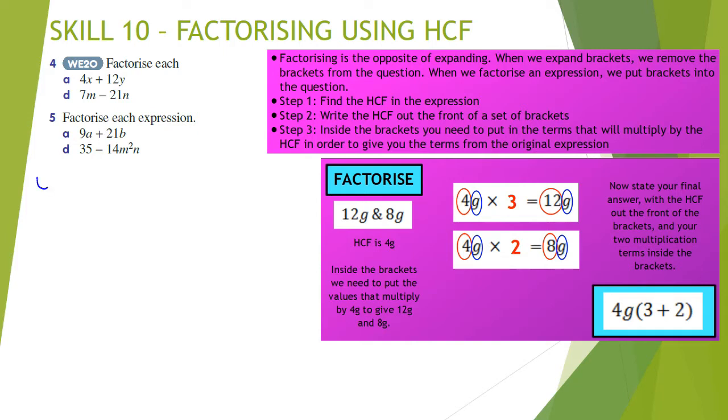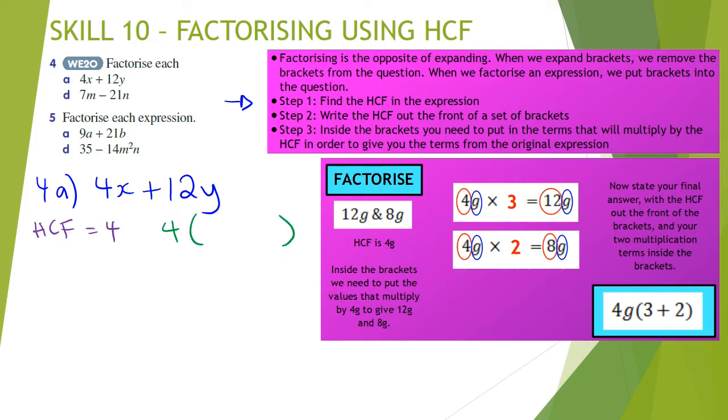If we look at question 4a, the expression is 4x plus 12y. If we follow the steps that are up here, we need to find the highest common factor. The highest common factor will be 4. So we put highest common factor equals 4. Step 2, we write the highest common factor out the front of a set of brackets. So I'm going to have 4 out the front of a set of brackets like that.